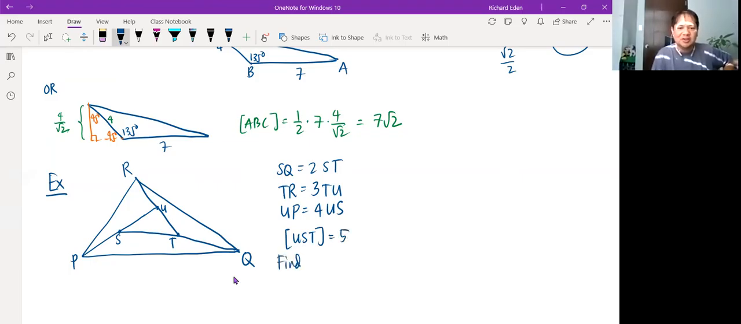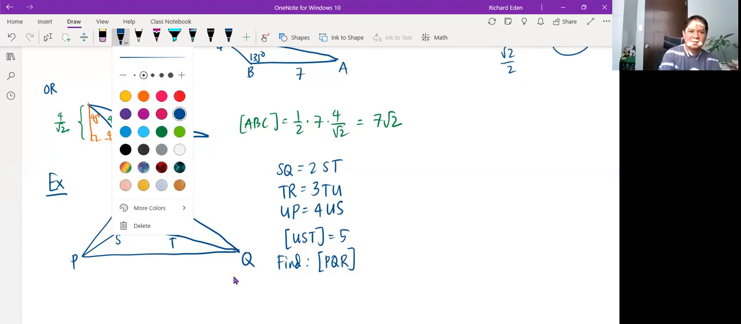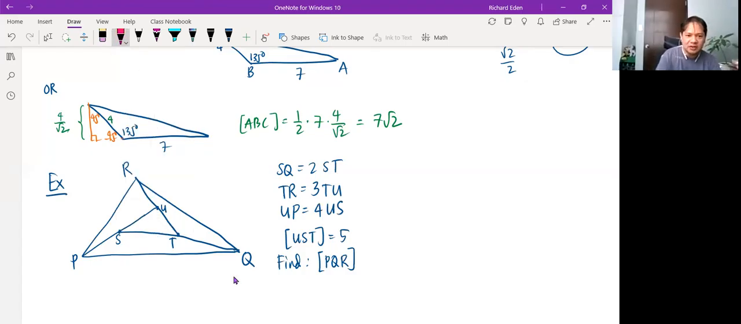Find, what do you think? Find the area of PQR. Oh no. But we already know the area of the triangle in the middle, 5. We can find. Wait, we can't find. Okay. Is it possible? I don't think so. Should be.